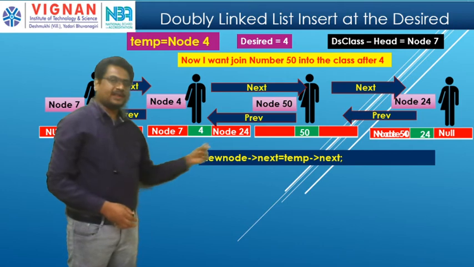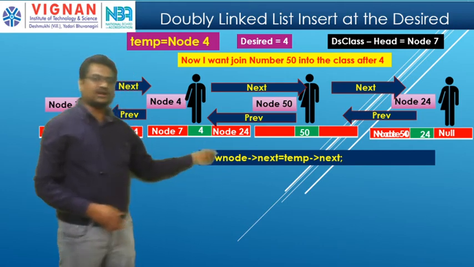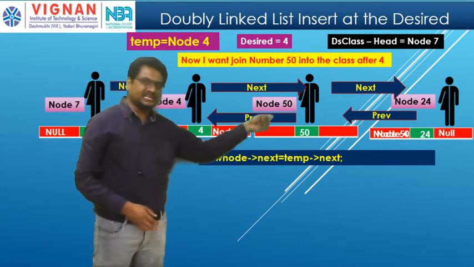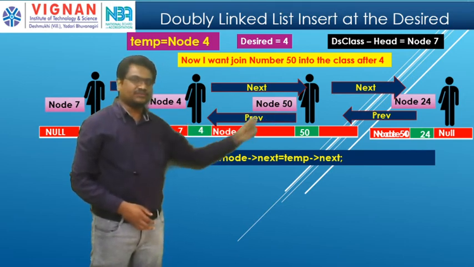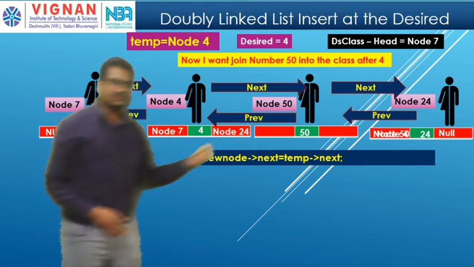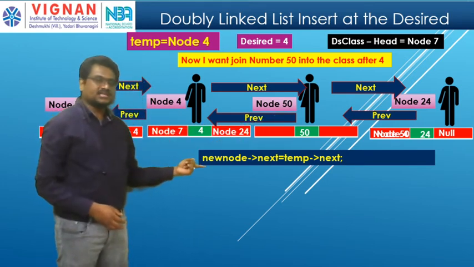Am I right? Temporary next will become as new node next. What is new node? 50 next. You can see in the diagram, after 50 you can find 24. So this statement is right.